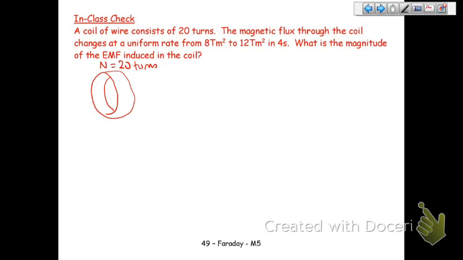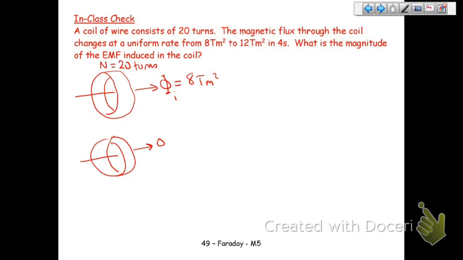And the magnetic flux through the coil changes. I'm going to represent my magnetic flux as an arrow, just a single arrow. There's a whole family of them, really. That's my flux. It's not my magnetic field. It's my flux. And my flux initial is equal to 8 Tesla meters squared. And then I have another version of this, and my flux final is equal to 12 Tesla meters squared. And my delta t from there to there equals 4 seconds.